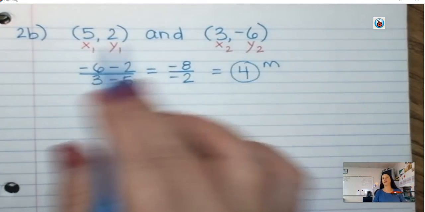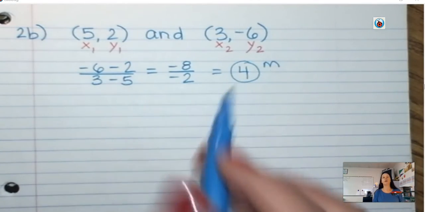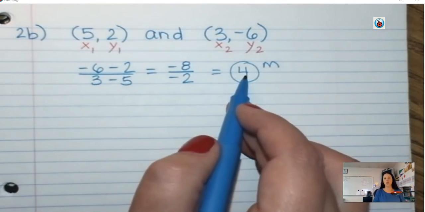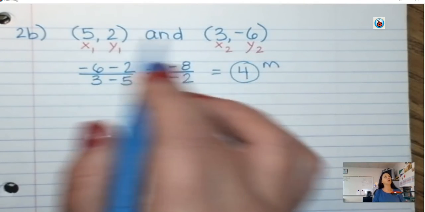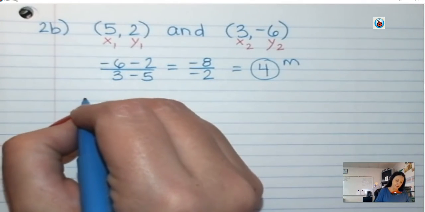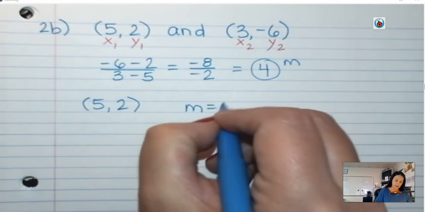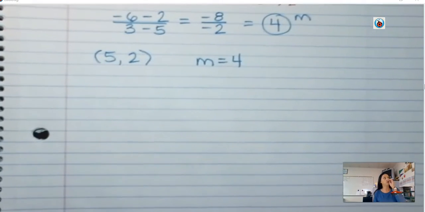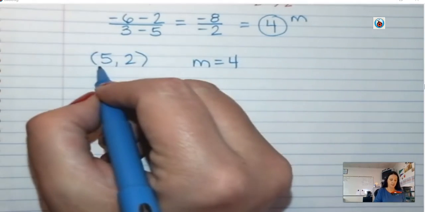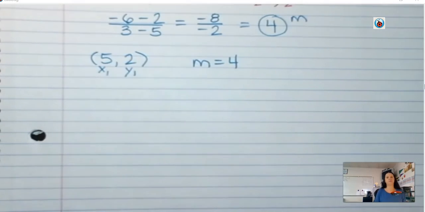They did not give us the y-intercept. So now we're going to do point slope form. I know the slope, and then I need to pick one of these points. I'm just going to use (5, 2). So I'm going to use a point, and I know the slope is 4. So this is my x sub 1, y sub 1.